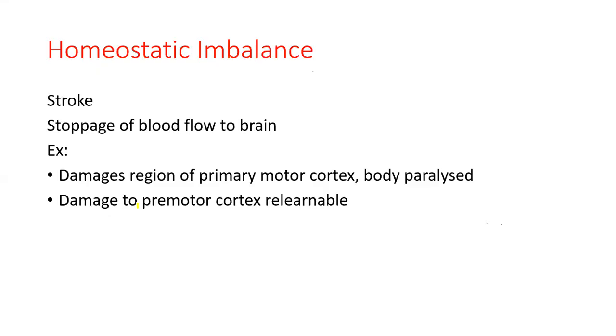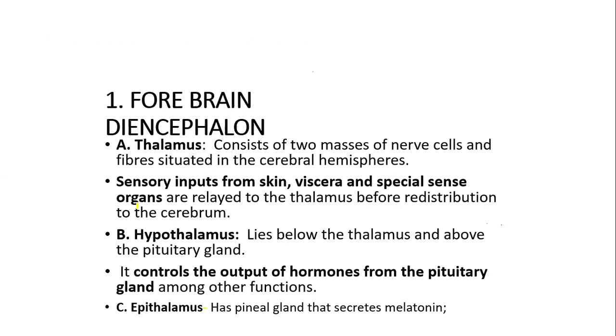So that is it. Then homeostatic imbalance, like stroke, which is stoppage of blood to the brain. It damages a region of the primary motor cortex, and the body is paralyzed. Then damage to the premotor cortex, the result is similar.